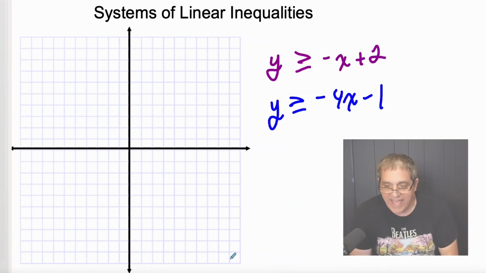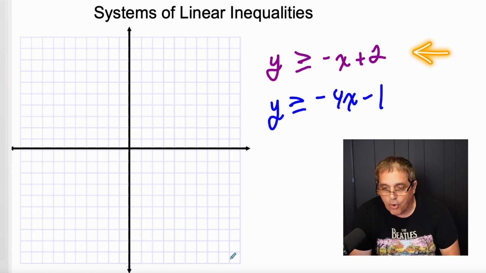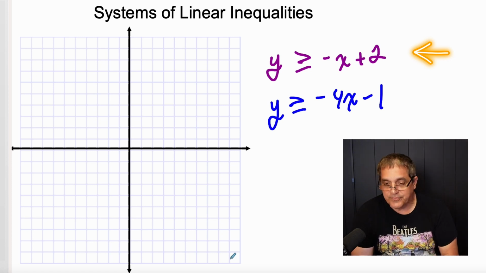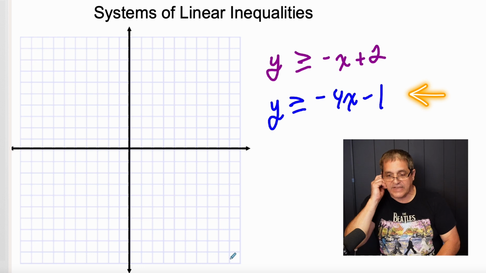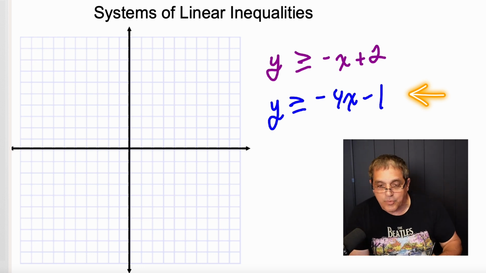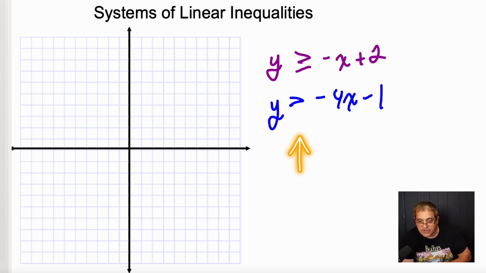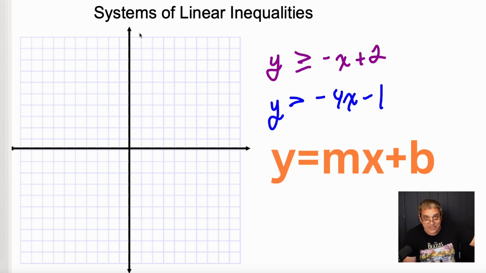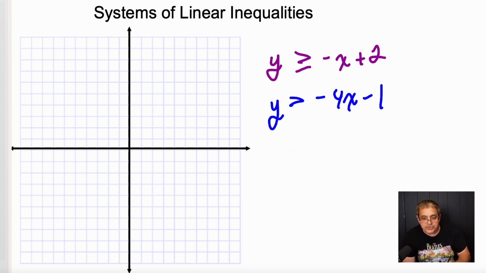So let's look at what we have. We have y is greater than or equal to negative x plus 2, and y is greater than or equal to negative 4x minus 1. And you know something? I'm going to change this just a little. I'm going to take away the equal sign from here. So the second one is just going to be y is greater than. Okay, so when you're given these equations, remember, in order to graph them, they have to be in y equals mx plus b form, which is our slope-intercept form. Okay, so when we graph them, we're going to pretend that this is an equal sign for now.